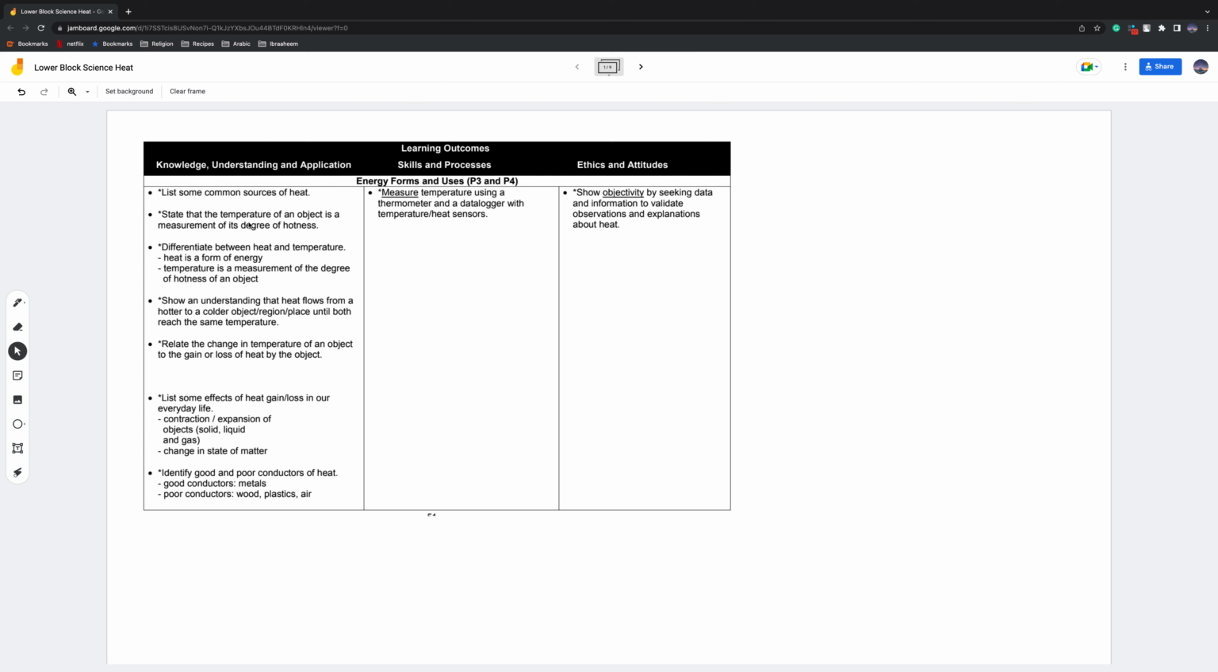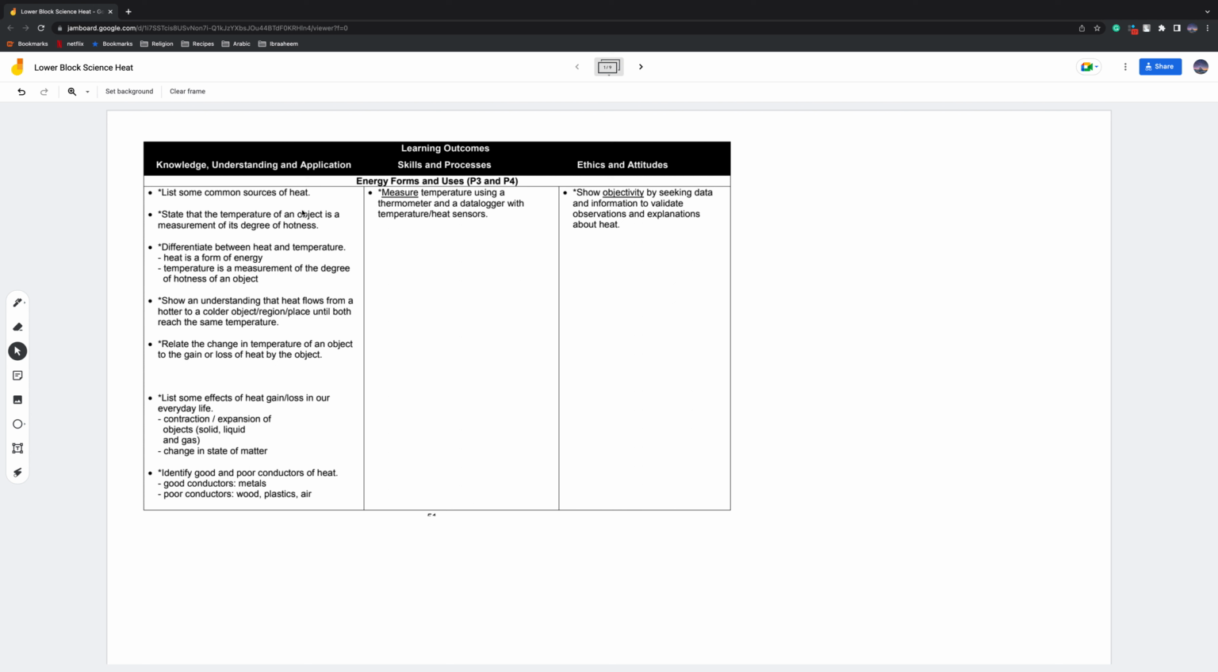So you need to know that temperature is just the measurement of its degree of hotness. But what does it mean? Let's say you have a cup of water placed in room temperature. The temperature will be around maybe 28, 29 degrees Celsius. So that's temperature, how hot an object is. If you have something that just came out of the oven, it could be about 180 or 200 degrees Celsius. That's the temperature of the object. It's just how hot something is.